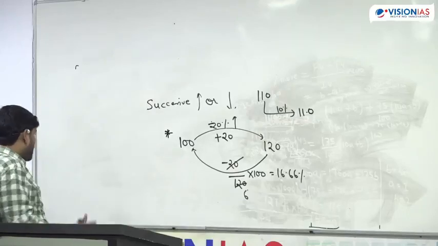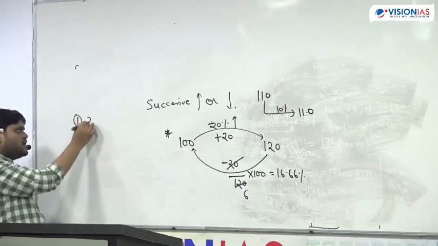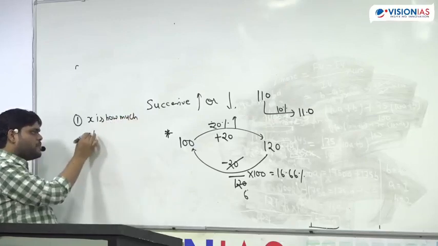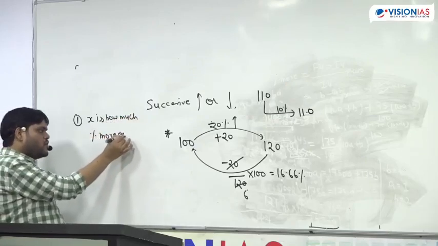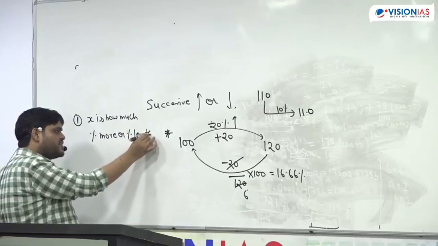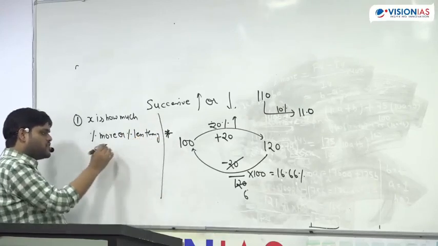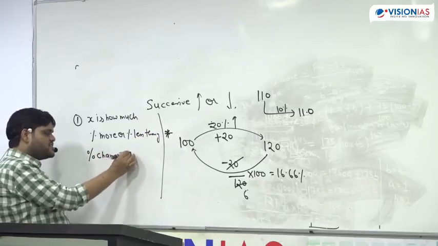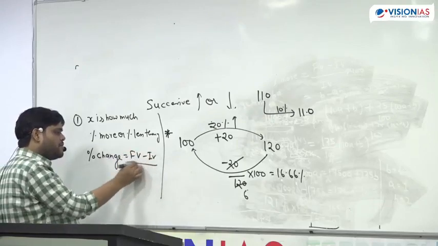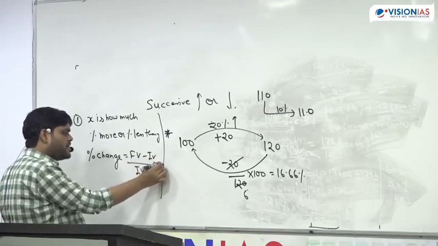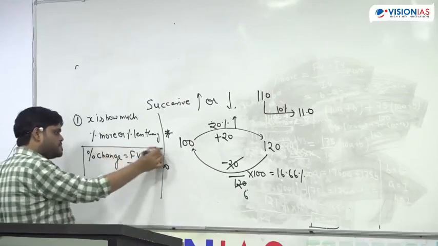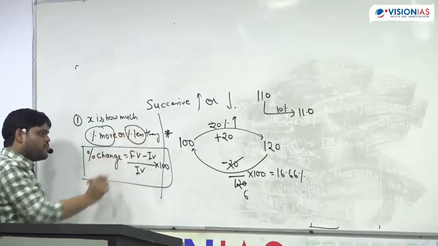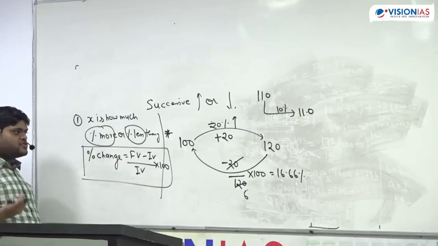Okay. Now yesterday we have learned: X is how much percent more or percent less than Y. So we know that for this they are asking the percent of change, which is equal to final value minus initial value upon initial value into 100. When will we use this concept? When they are asking percent more, percent less, then we will use this concept.